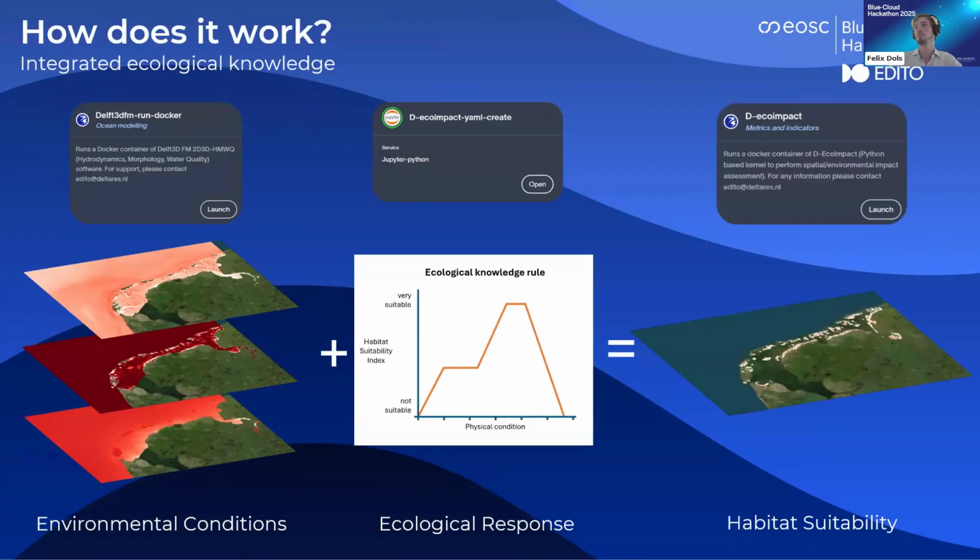And then we get maps like this, where all the blue and green is just zero suitability for a seagrass in this case. And all the white to red is a certain degree of suitability for this species to grow. And that's done by another process that can be launched on the EDITO platform.